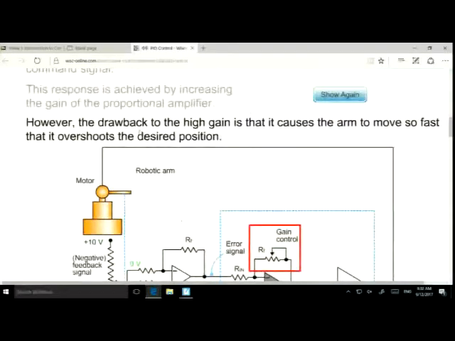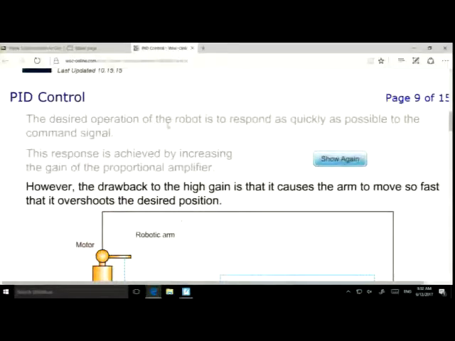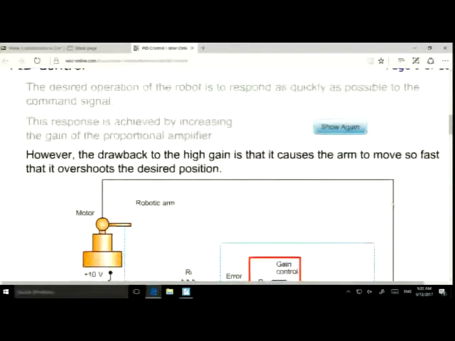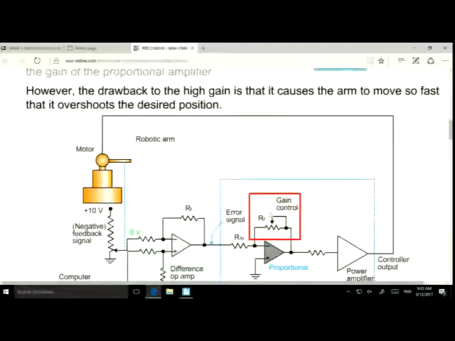Okay, so the desired operation is to respond as quickly as possible, and you can do that by increasing the proportional gain. But the disadvantage of that is the feedback system doesn't react quickly enough to stop it in time. So that's when you get your overshoot. It takes a little while for the feedback signal for the controller to compare the two signals and stop the arm. So for that reason, you get a bit of overshoot. That's just showing the gain increasing.